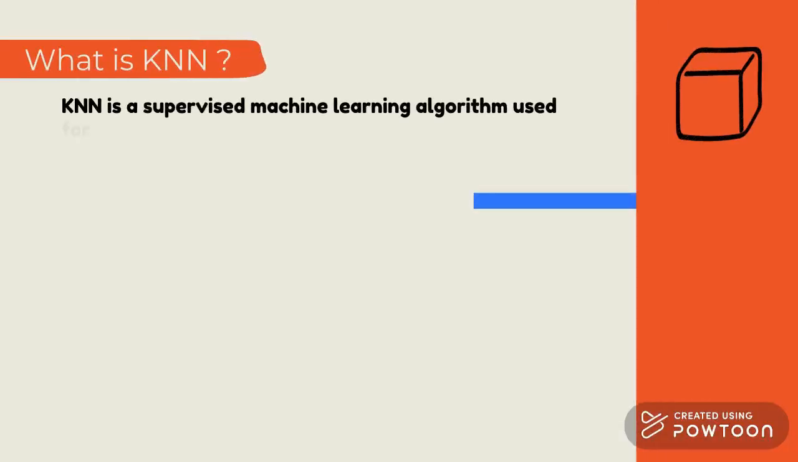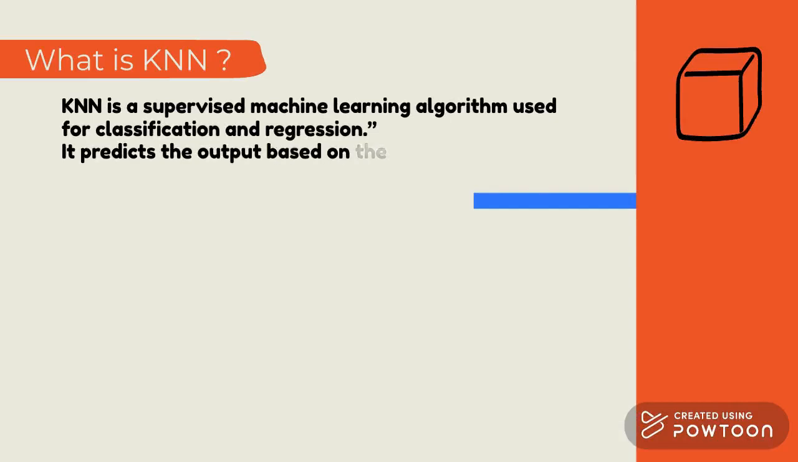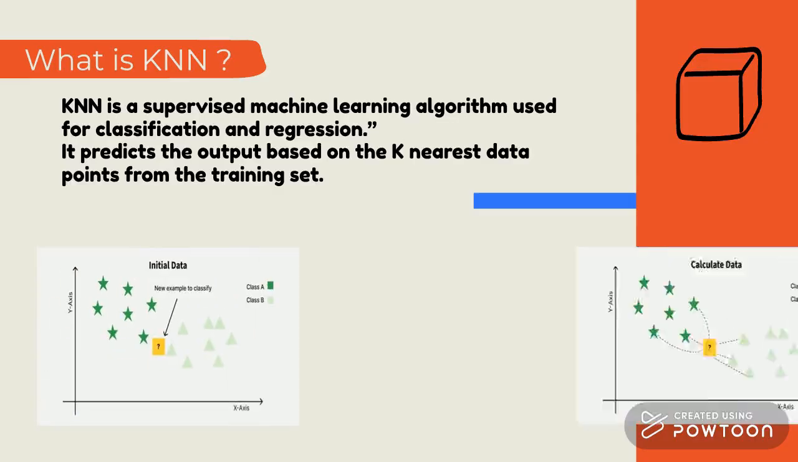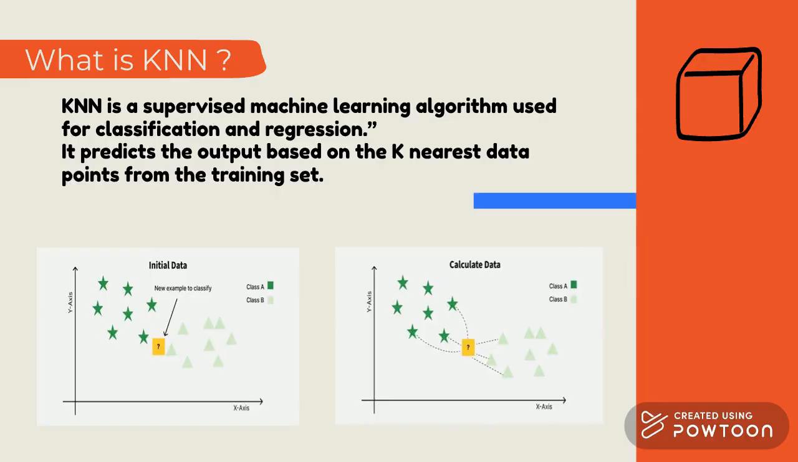KNN is a supervised machine learning algorithm used for classification and regression problems. It works on a very simple idea: things that are similar stay close together. In other words, it predicts the label of a new data point based on the labels of its nearest neighbors.